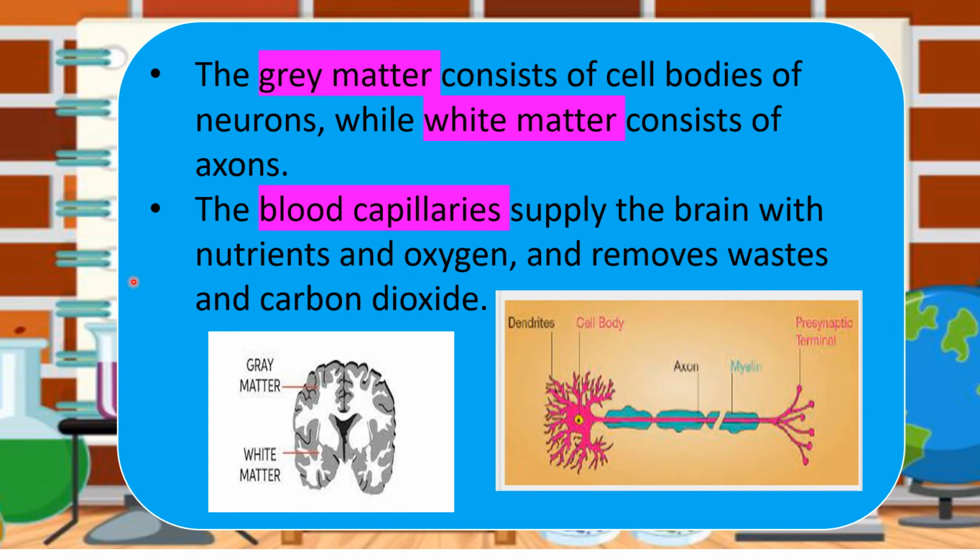Okay, the gray matter consists of cell bodies of neurons, while white matter consists of axons. This color gray, literally the color gray, is called gray matter. It consists of neurons. And then our white matter, literally the color white here, consists of axons. This one is the axon. And the blood capillaries supply the brain with nutrients and oxygen, and also remove waste and carbon dioxide.